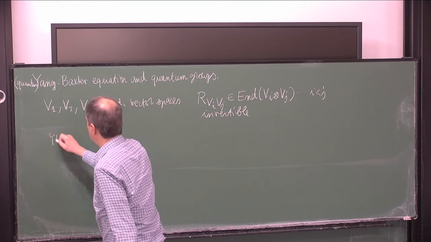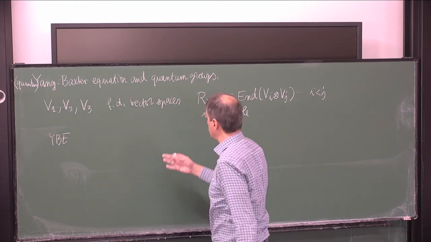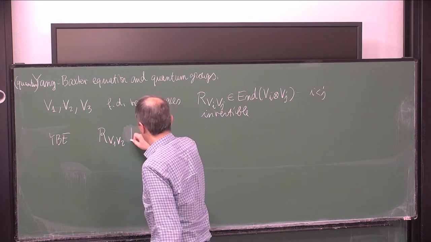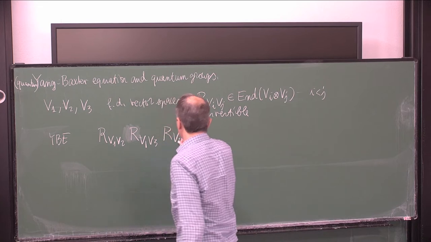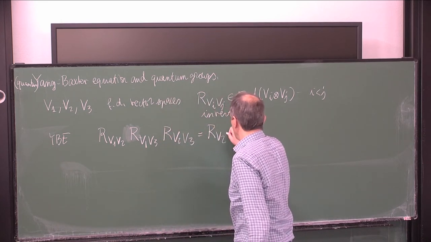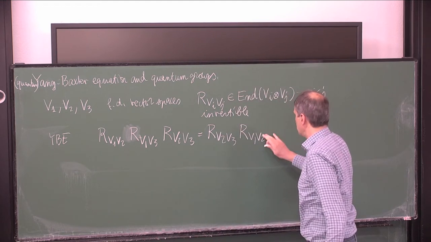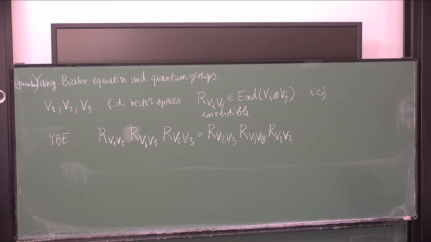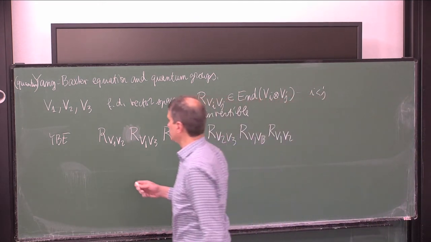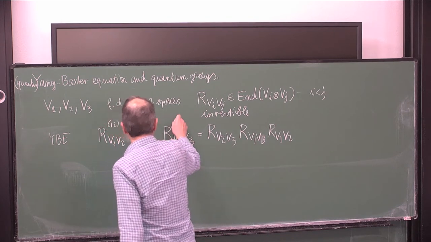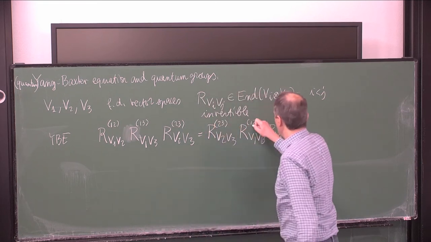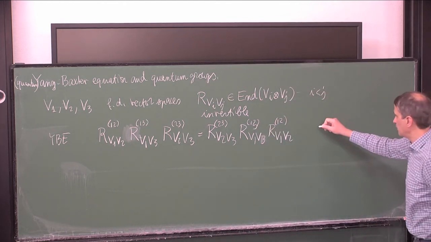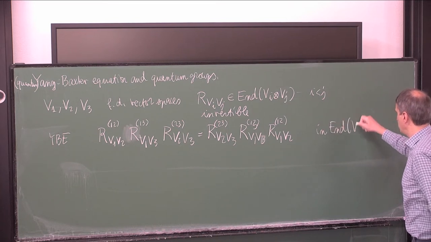And the Yang-Baxter equation for such three matrices will be R_{V1,V2} R_{V1,V3} R_{V2,V3} equals R_{V2,V3} R_{V1,V3} R_{V1,V2}. So it is the same product in the opposite order, but one has to understand what it means. I will use the notation 12, 13, 23 equals 23, 13, 12. So this is an equation in endomorphisms of V1 tensor V2 tensor V3.